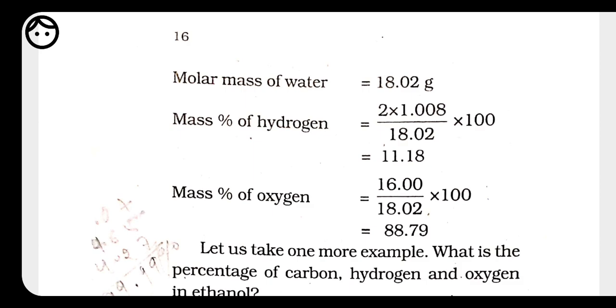It means that in water the percentage of hydrogen is 11.18, and the percentage of oxygen in water is 88.79. So in this way we can calculate the percentage of each element present in any compound.